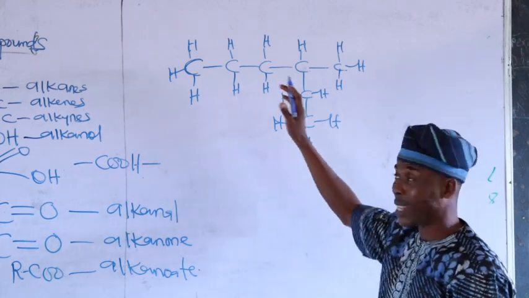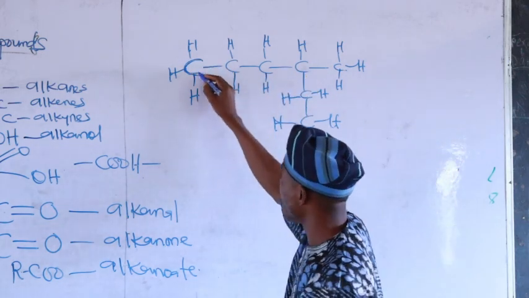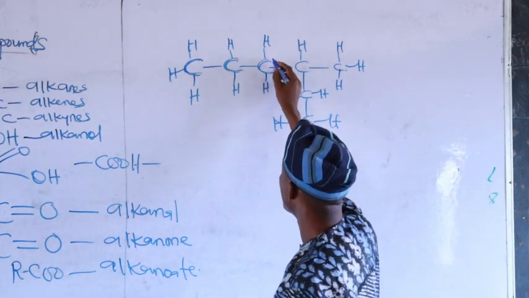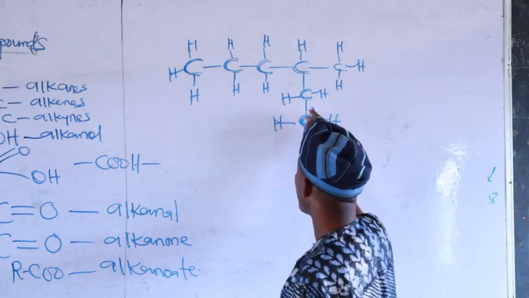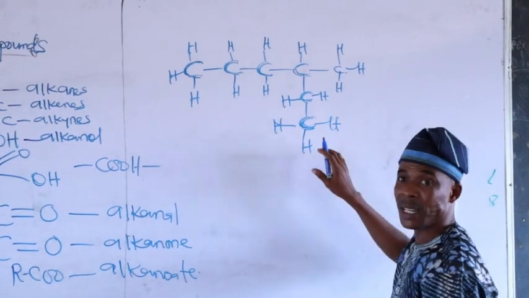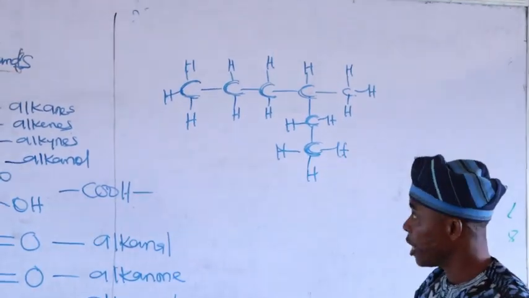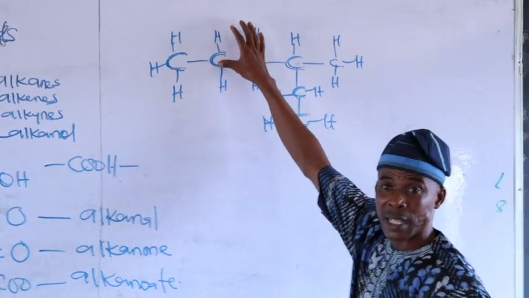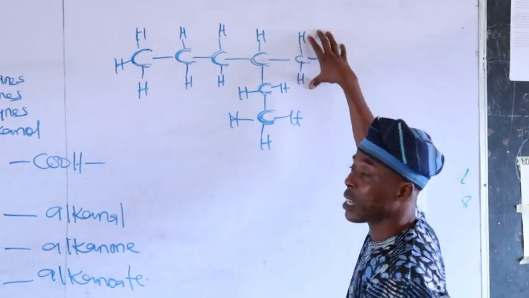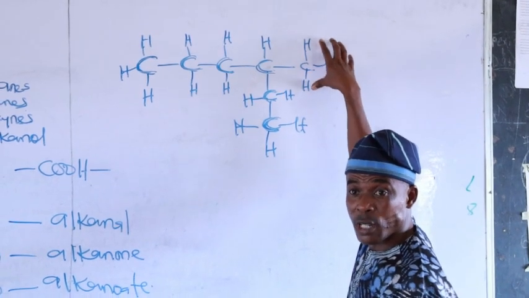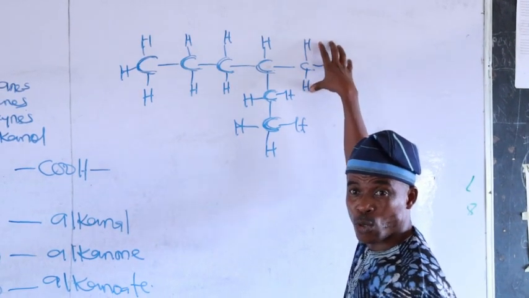Do we have something attached to this carbon? Let us look at the parent chain. This is the parent chain. You can see the carbons that are highlighted here. Each one of them has a hydrogen attached to it, with the exception of this carbon. This is not hydrogen, so this is referred to as a substituent.